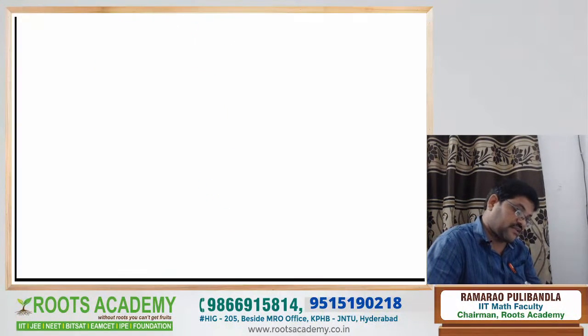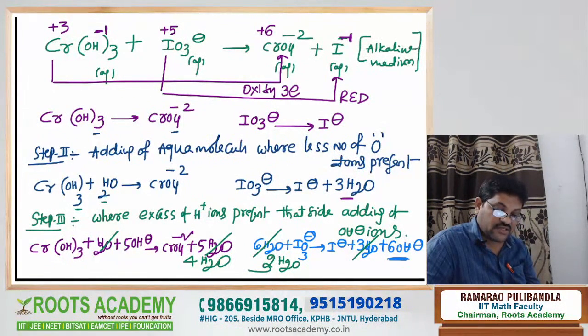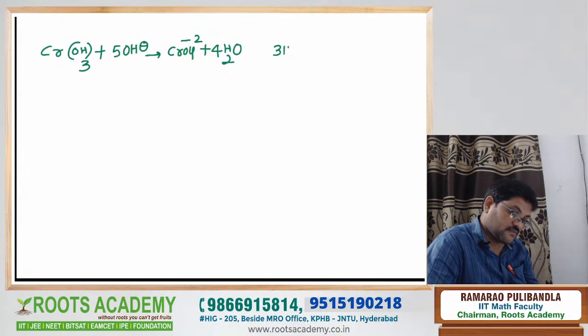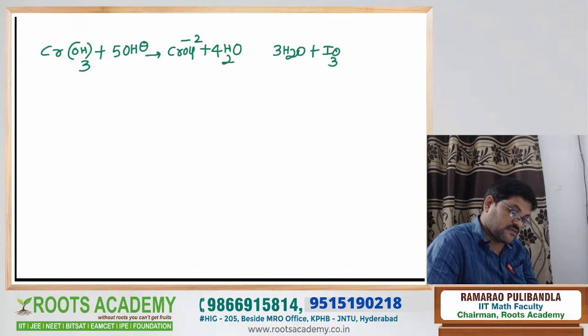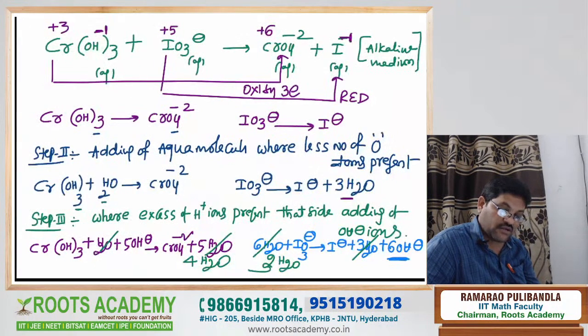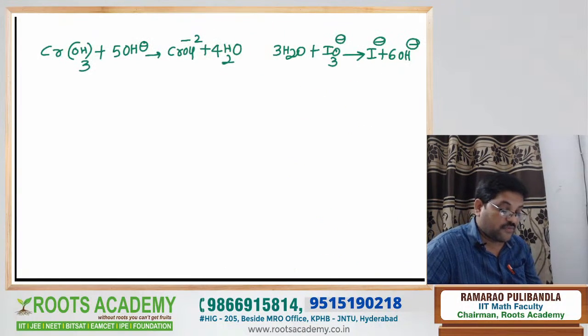Now what you write? Now you write like this. Cr(OH)3 plus, so you get what? 5 OH minus ions, understood? Okay, and CrO4 2- plus 4H2O. So this side what you get? This side you get 3H2O, right? 3H2O plus IO3- gives rise to what you got? So 6 OH minus ions. 3H2O plus IO3- gives rise to I- plus 6 OH minus ions. Simple logic. Understood? Yes. Now balancing of what?